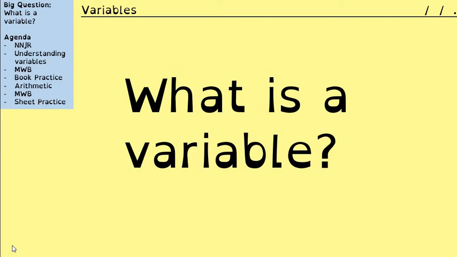Now, you might be thinking that if something is variable, then it's changeable. You know, if we say that the weather is variable, then that means the weather is changeable. It changes. So that is closely linked to what we're going to learn about.